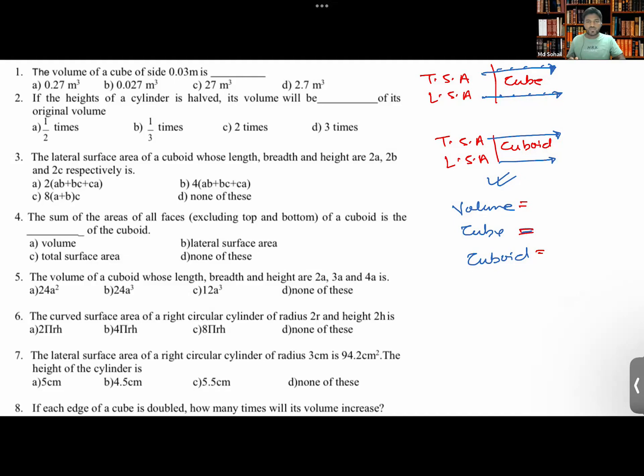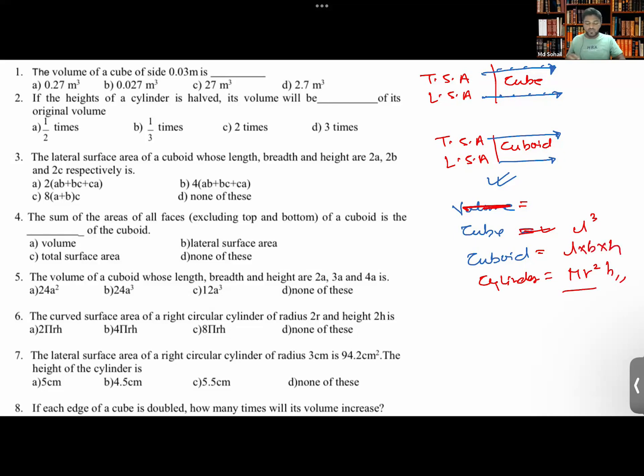Okay. Arham, you answer this question. What is the volume of cube? How do you find it? L cube. Okay. And then volume of cylinder, basically. Pi r square h. Pi r square, that is basically area of base into height. Okay. What about cuboid? Volume of cuboid: length into breadth into height.